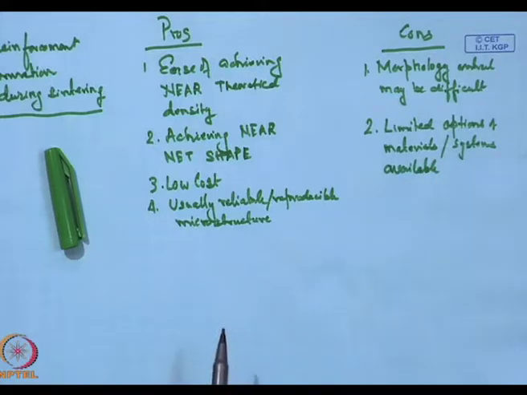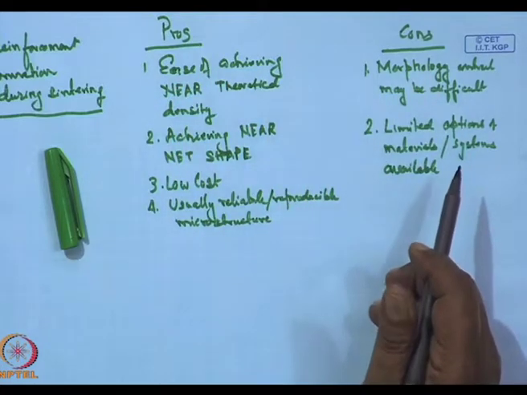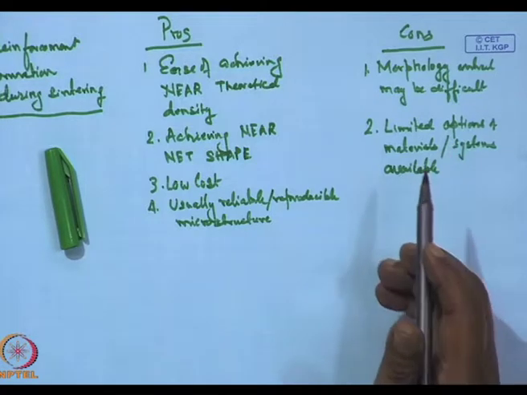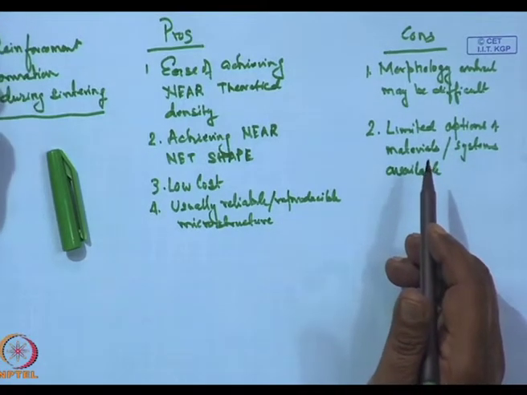Now, these are the pros, these are the cons. Yet, you see, this reinforcement formation during sintering is extensively used in the ceramic industry, be it for the beer mug or the teacup or the high tension insulators, say the 400 kV insulators. Most of these are based on reinforcement formation during sintering.